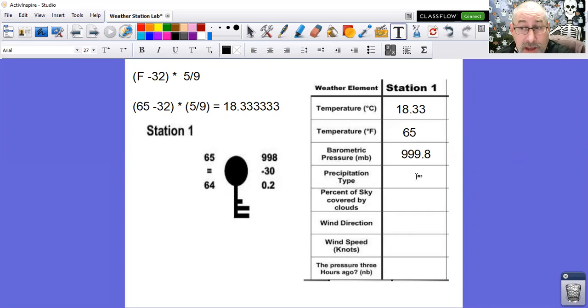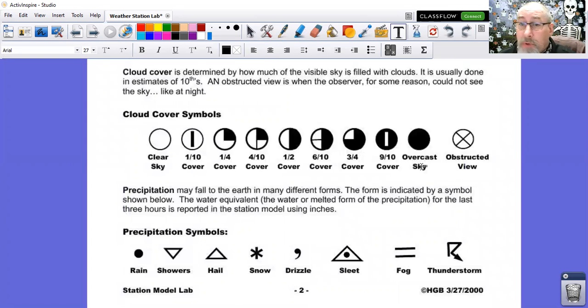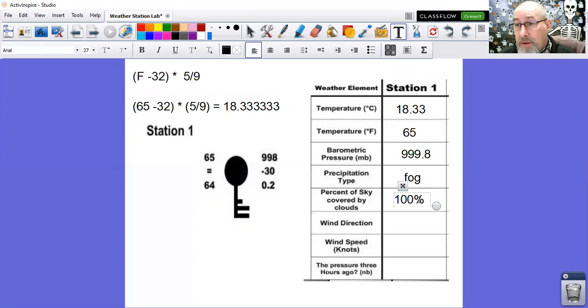Okay, precipitation type. We have this symbol right here. That's the symbol for fog. So we're going to put that right here, fog. Our percent of sky covered by clouds, we can put 100%. Let's go back and check our symbol. Overcast is another option that you can put in there. So 100% or overcast is our options on that one.